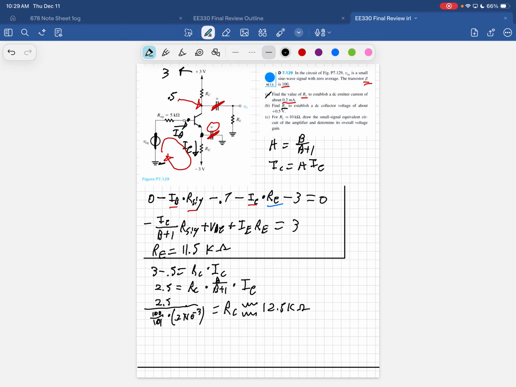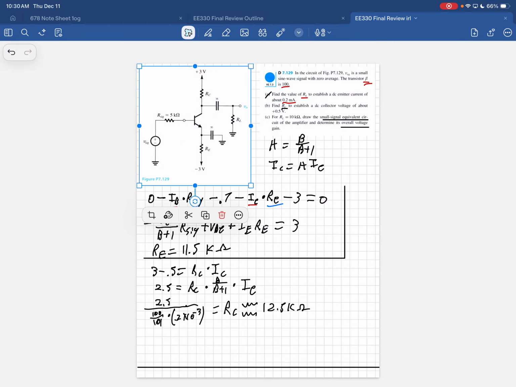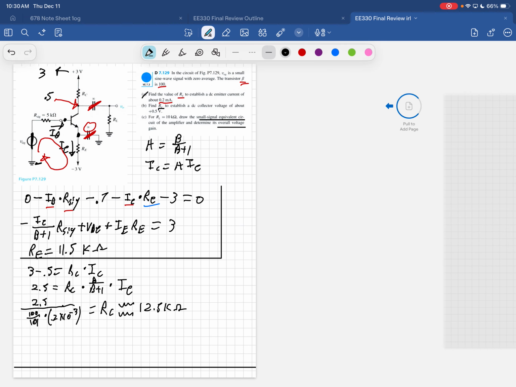Then the very last thing is they want you to find the gain. They want you to draw the small signal equivalent circuit model, and then find the overall voltage gain for the circuit. Is it grounded? It is grounded when the capacitors exist. Yep, my bad. I already crossed them out.